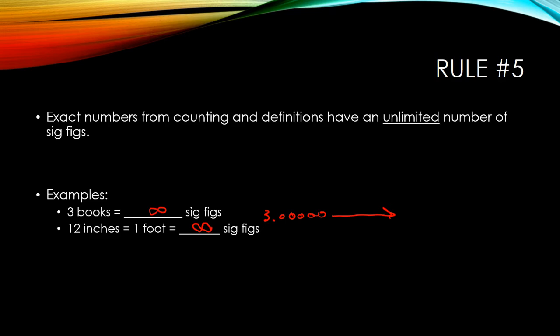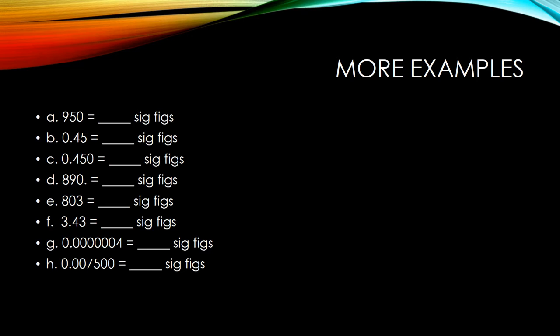So now that we've talked about this, let's look at some more examples here. Our first one, we got 950. Because there's no decimal, the 9 and the 5 are significant, but the 0 is not. So that makes this 2 sig figs. Let's look at our next example. B says 0.45. Now remember, the leading zeros aren't significant. So we just look at the 4 and the 5. Those are both significant, so we say that this is 2 sig figs.